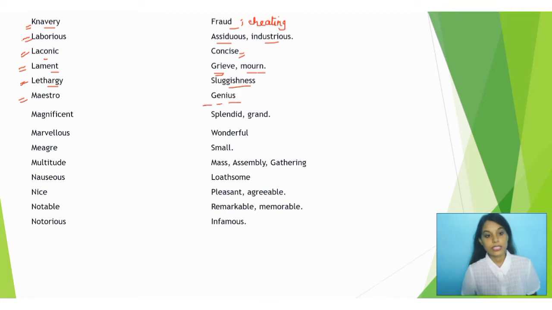Maestro means genius. Magnificent means splendid or grand. Next, we have marvelous, means wonderful, great. Meager means very small. Multitude, the synonyms are mass or assembly or gathering. So group, crowd. Nauseous means loathsome. Nice means pleasant or agreeable. Then we have notable, like remarkable, important, or memorable. Notorious means infamous and not good.